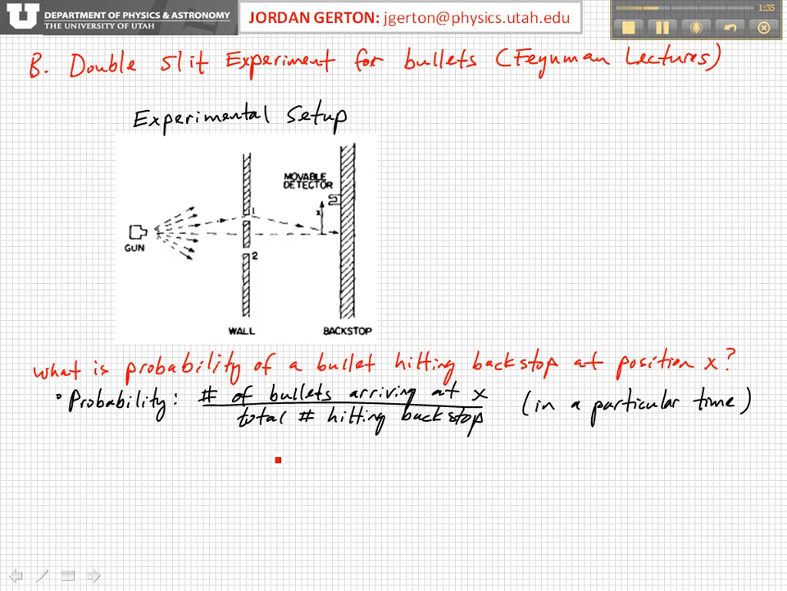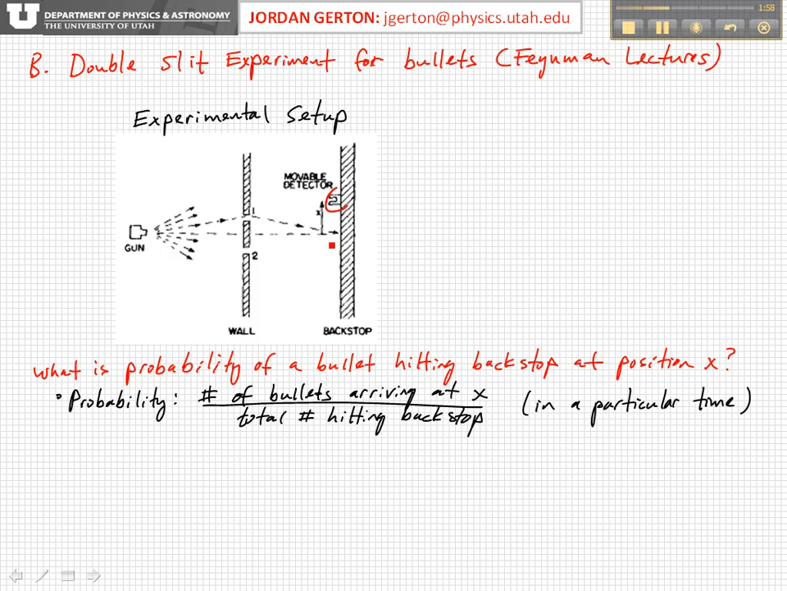and then over here we have some backstop, which is going to stop the bullets. And on that backstop, we also have some sort of detector, which we can move up or down, and basically count. So every time a bullet hits the detector, it will register that, it will count it.